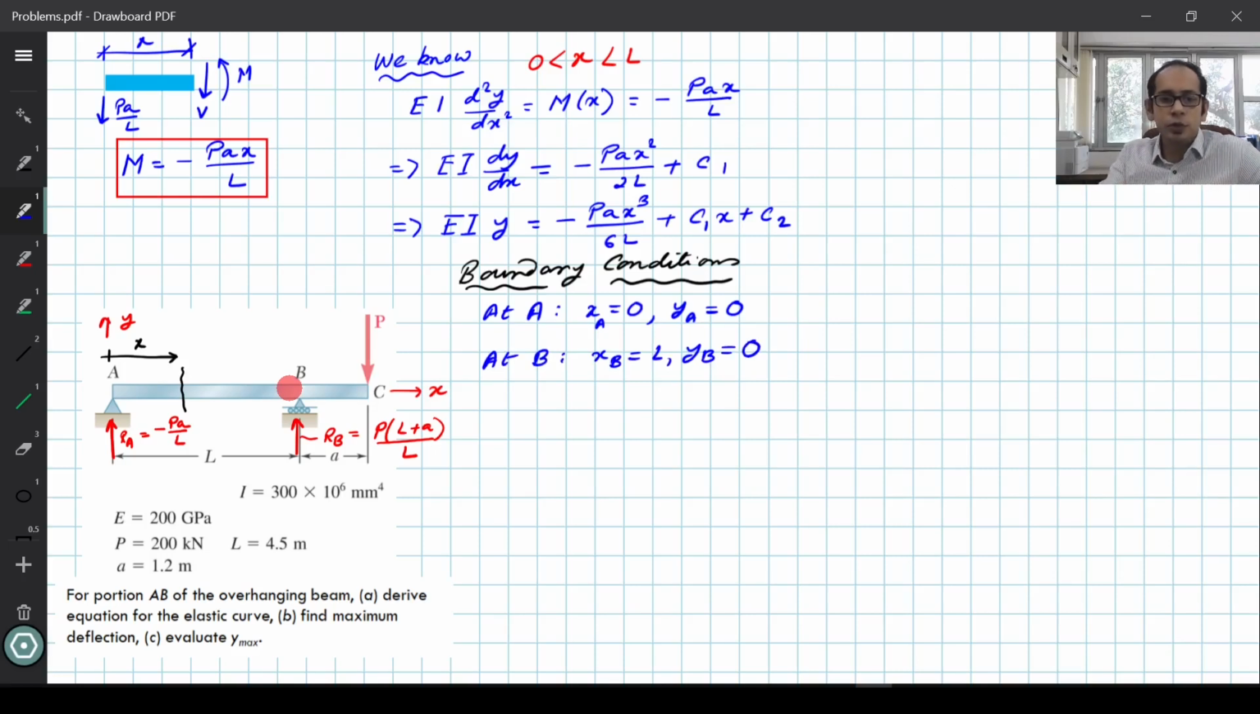Now, once you use these two boundary conditions, in the slope equation this doesn't yield anything. So since you are dealing with the deflection y, you plug both of these back in over here and you get the following values for the constants of integration c1 and c2.